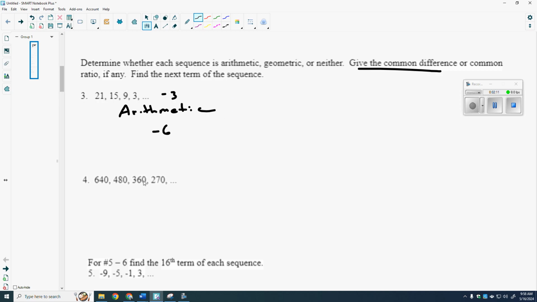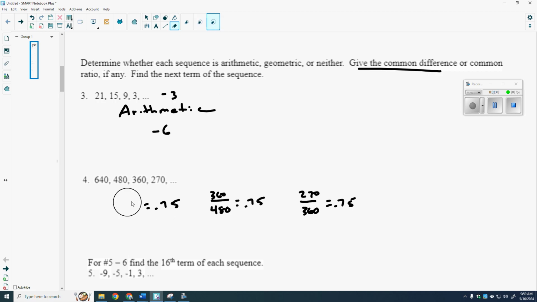Okay. Question 4. 640 minus 160 gives me 480. Minus 160 does not give me 360. Not arithmetic. So 480 divided by 640 would be 0.75. Let's double check. 360 divided by 480 equals 0.75. 270 divided by 360 equals 0.75. So my sequence is geometric.